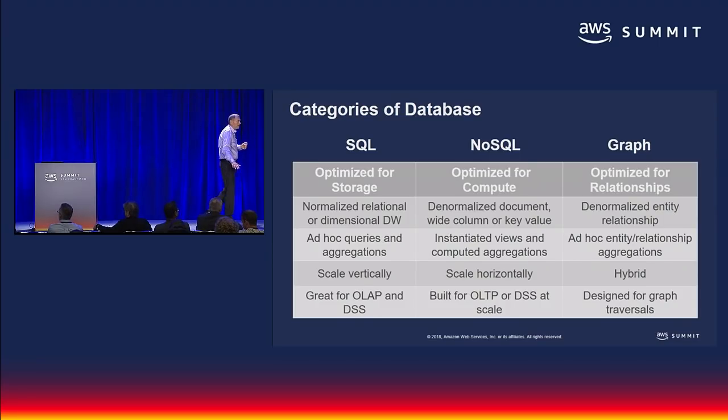NoSQL is optimized for compute, right? It's about OLTP at scale, DSS at scale. You can certainly put EMR on top of DynamoDB, right? You can grind down data that way. It might not be the most efficient way to do things. I might want to actually go with an Athena implementation to do that, but there's nothing that stops you from doing that. They scale horizontally. Again, built for OLTP at scale. And you're designing your schema to represent those instantiated views and drive those computed aggregations, right?